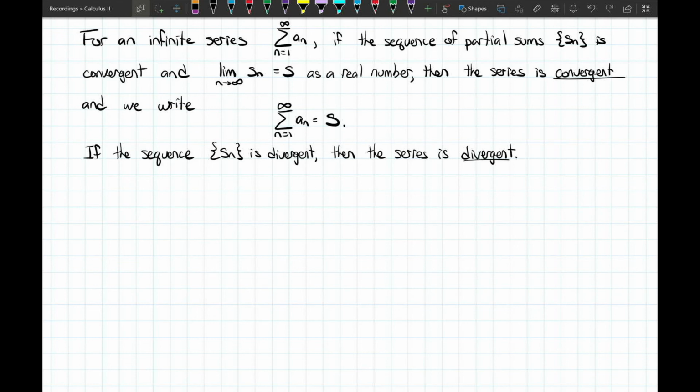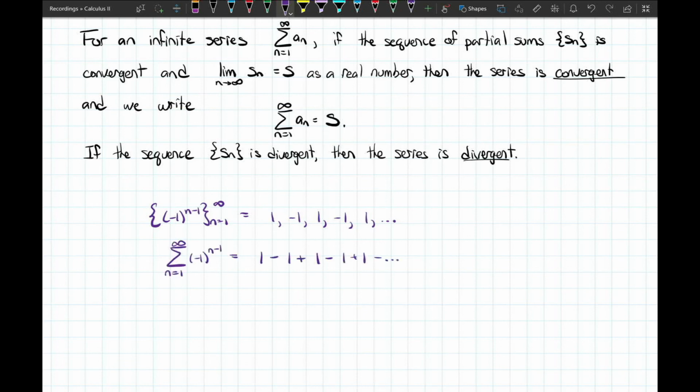Let's take a look at one of those other classic sequences and take a look at its series. Earlier we saw the sequence (-1)^(n-1) from n equals 1 to infinity. And that was just an alternating sequence, 1, -1, 1, -1, and so on. Its series would be adding all those terms together. Changing the notation here to sigma notation from n equals 1 to infinity, we have 1 minus 1 plus 1 minus 1 plus 1, and so on.